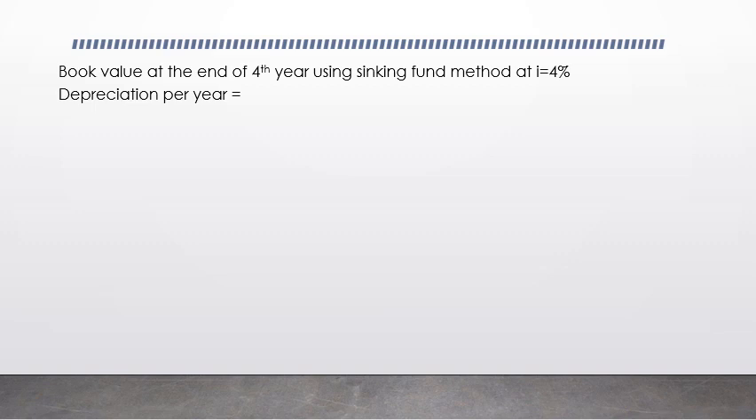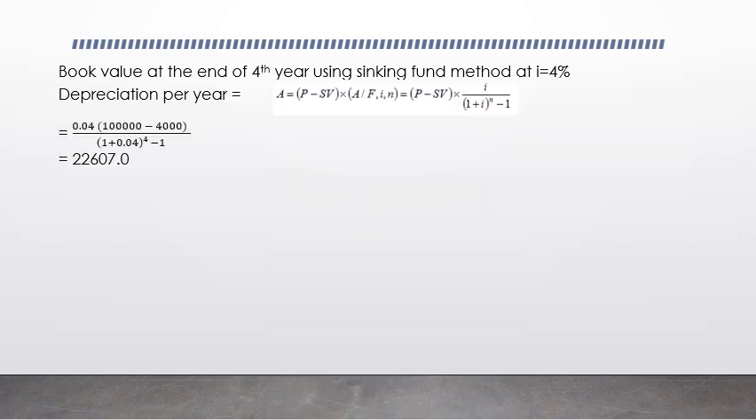Now we will calculate the depreciation using the sinking fund method. What is the formula used for the sinking fund method? That is (P minus SV) into I divided by (1 plus I) to the power of n minus 1. Substitute the values. I is 0.04 or 4%, multiplied by 1 lakh minus 4,000, divided by (1 plus I) to the power of n minus 1. N is 4 years. If we substitute, we get 22,607 rupees. Right?